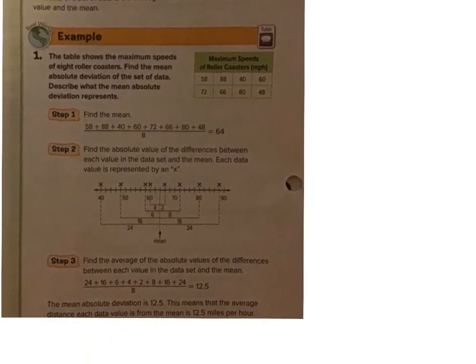So, it says, the table shows the maximum speeds of 8 roller coasters. Find the mean absolute deviation of the set of data. Describe what the mean absolute deviation represents. Okay, we'll get to what it represents at the bottom. So first of all, we have this set of data. The first thing, we have to find the mean of it.